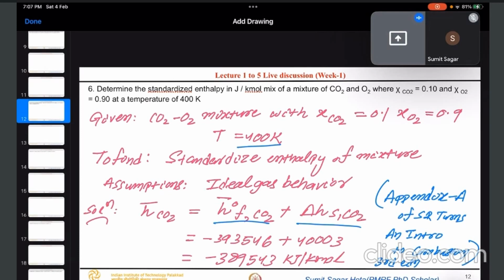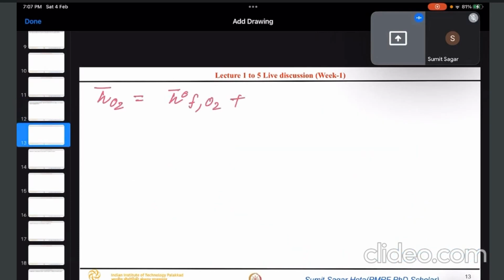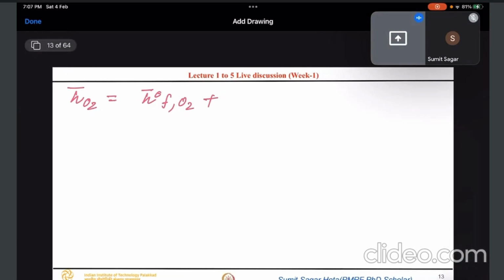That is delta H s of CO2, the sensible enthalpy of CO2. Okay, all these things are already covered in the classes, and we just have to do the application here. How this can be done.